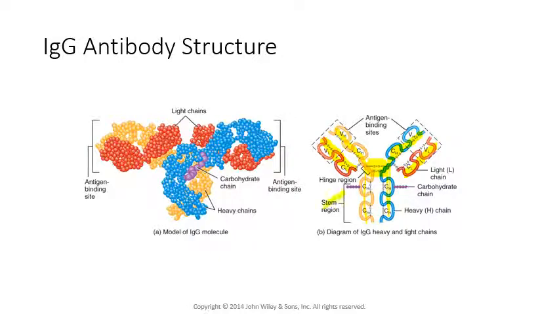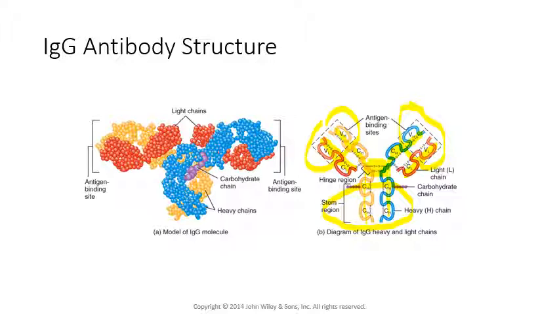The stem region, or this bottom region, is sometimes referred to as the constant region, because this part of an antibody is going to look the same no matter what antibody we're looking at. The region up here is called the hypervariable region. This is what is going to make an antibody so very specific.